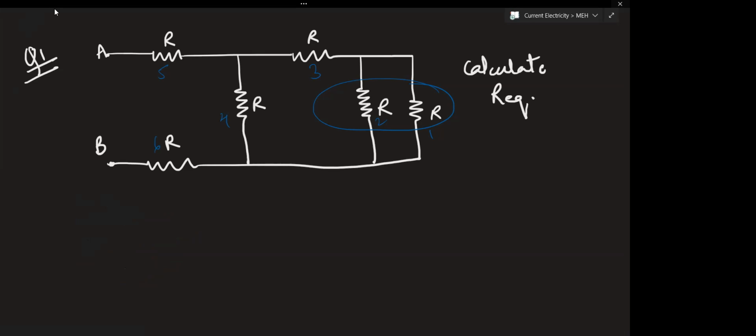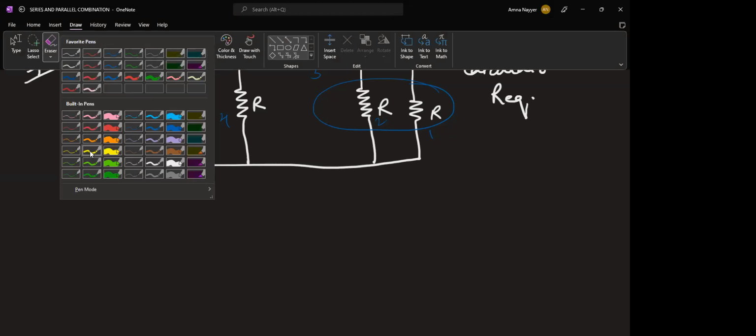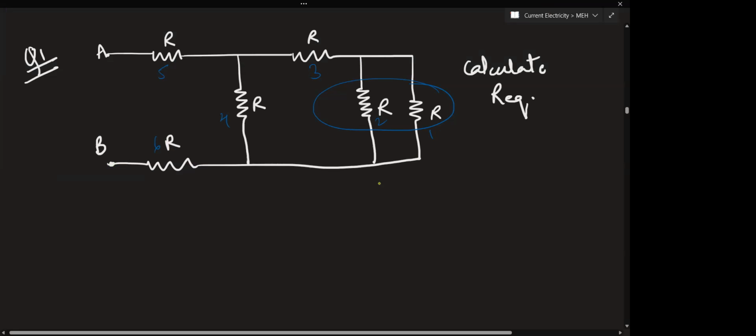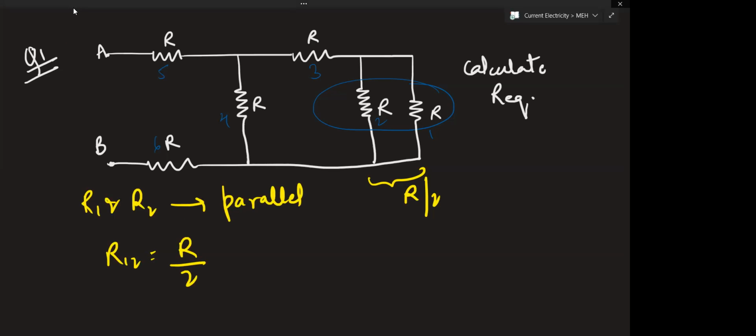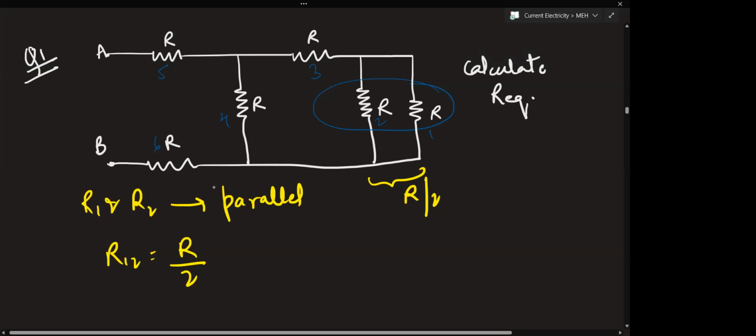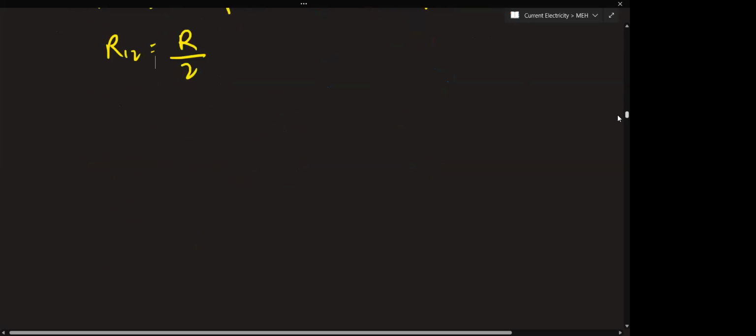So here two resistors are there, so this becomes R by 2. R1 and R2 are connected in parallel, so R12 will be R by 2. Now see how the circuit will now look like. This will be the same till the R3 resistor.